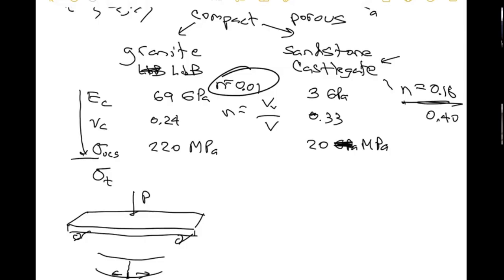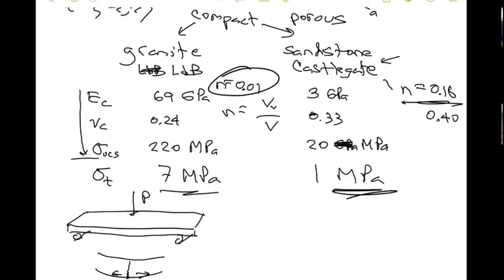Will it be 10 times less? Okay, that's a good guess. It's like 20 MPa. So you'd say 20. That's reasonable. In this particular rock, it's 7. And for the sandstone, relative to the 20, it's all the way down to 1. Okay, so it's 20 times weaker in tension.